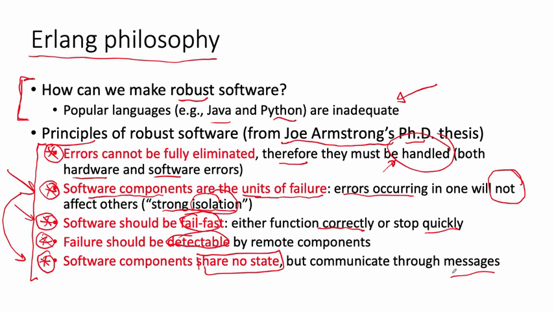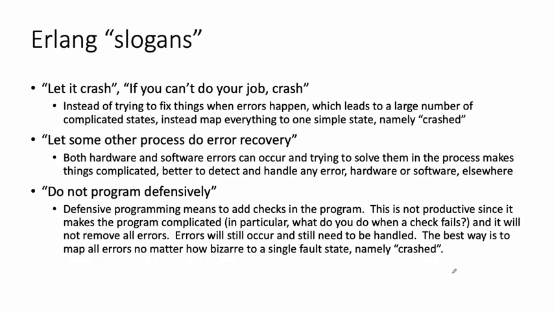So how does Erlang build on top of this? So we'll see now what Erlang does. Erlang actually has a few slogans to help you understand how it's doing. The most famous slogan of Erlang is called "Let it crash." If you can't do your job, crash. So when a process is running, something is going wrong. Maybe it receives information of the wrong type from another process. It's not its fault. It's receiving something wrong.